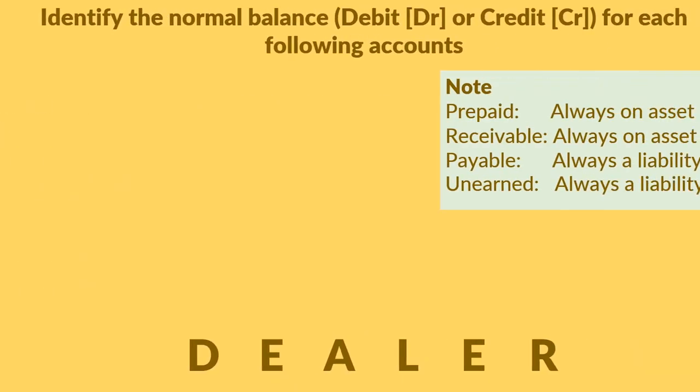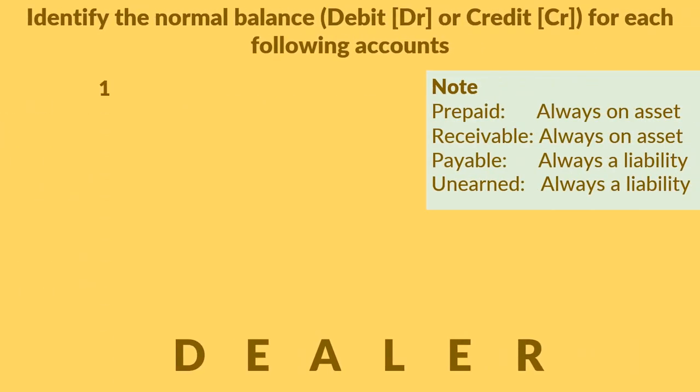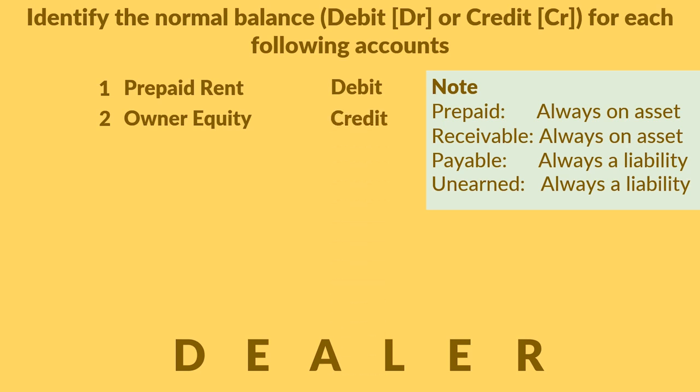So let's get back to our problems. Number 1, whenever you see the word prepaid in the account title, it's always an asset, which is the A in DEALER. So it's going to be a normal debit account. Number 2, owner's equity is an equity account because it represents the investment by our owner, which is the second E in DEALER. It's going to be a normal credit account.